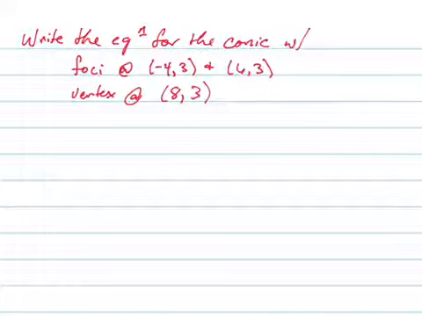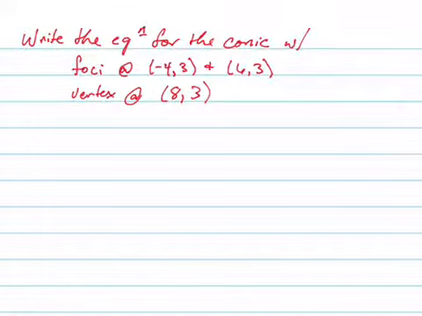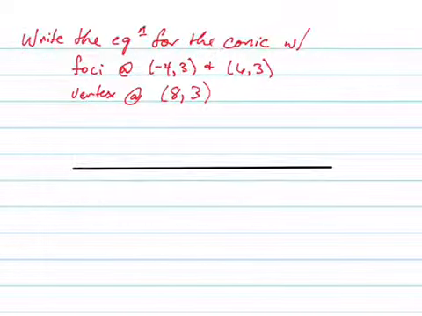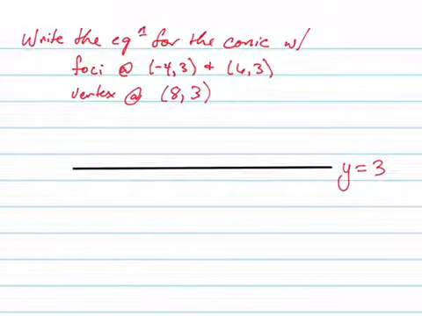All right, we're going to write the equation for the conic with foci, however you want to say it, at -4, -3, and a vertex at 8, 3. So I like to just draw them in normally. So I know it's at y equals 3, so that's going to be a horizontal line. So here's my y equals 3. Just to draw it in there. You might want to make it like a dotted line.